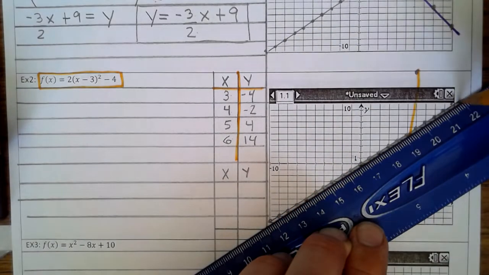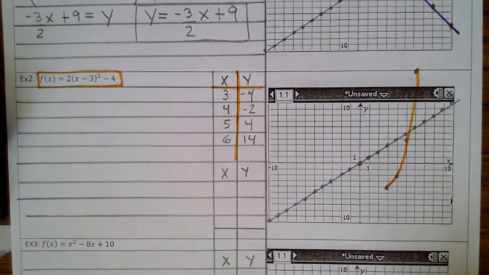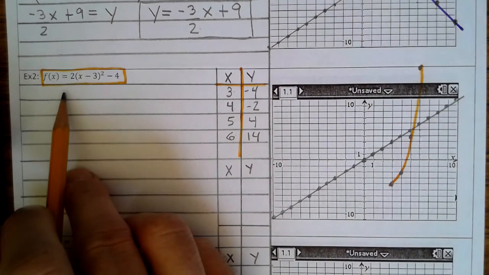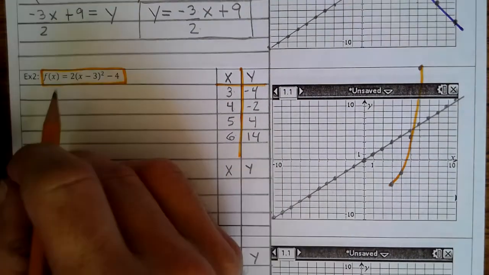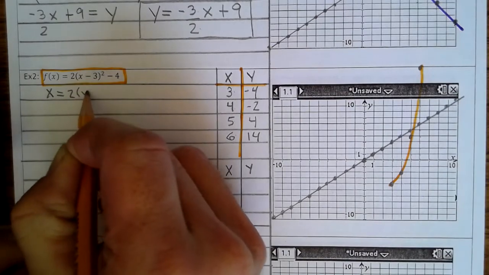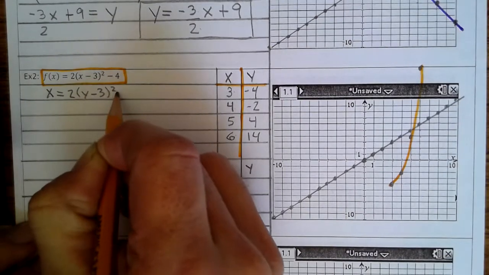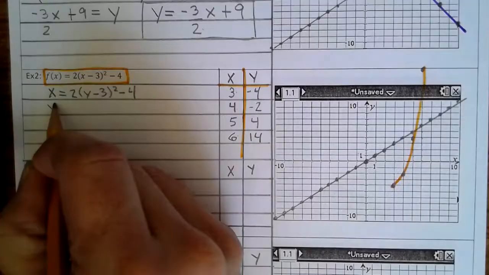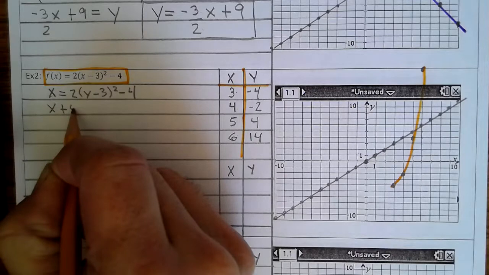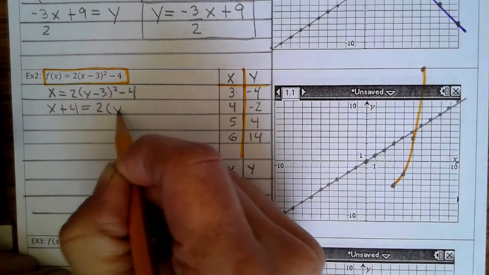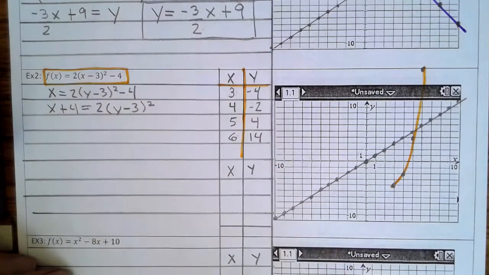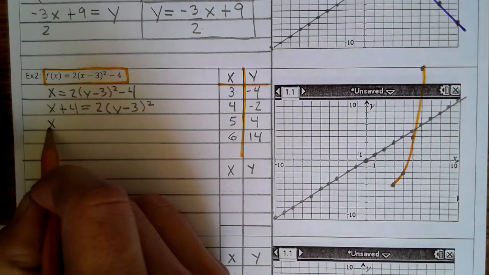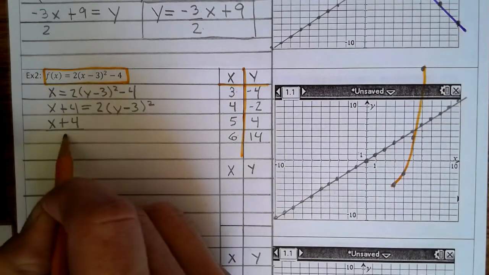Now let's go ahead and find the inverse algebraically, and then we'll use the points to graph it. So you switch x and y, and then solve. Our first step is we're going to add 4 to both sides. So x plus 4 equals 2 times (y minus 3) squared. We're going to divide both sides by 2, so that's (x plus 4) divided by 2 equals (y minus 3) squared.